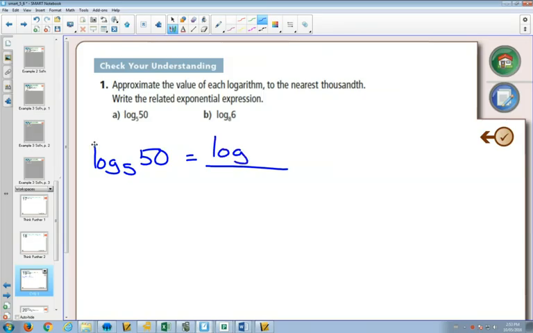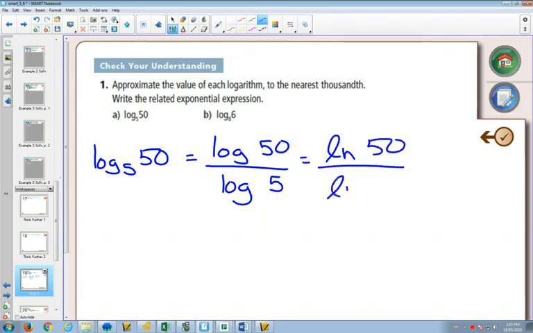If you change it to a log of base 10, you would have log 50 over log 5, and that you could type into your calculator. If you changed it to a natural log, it would be natural log of 50 over natural log of 5. But if you can type in log 5 of 50 directly, that's probably the easiest. But it's good to know how to do the change of base. If you like typing things into your calculator, then you can change the base so you can type in more stuff. Does that make sense?